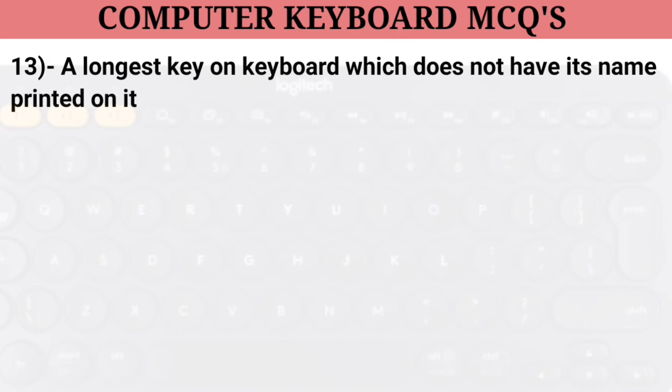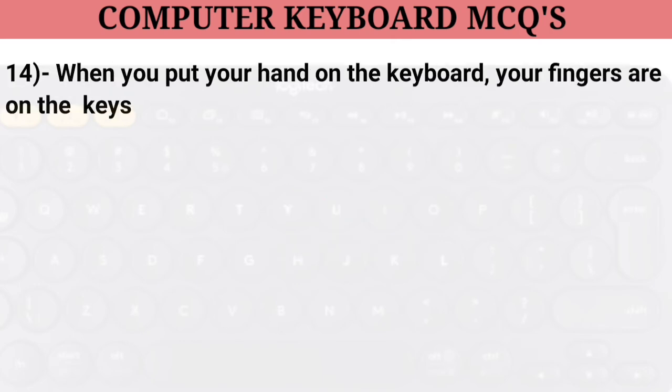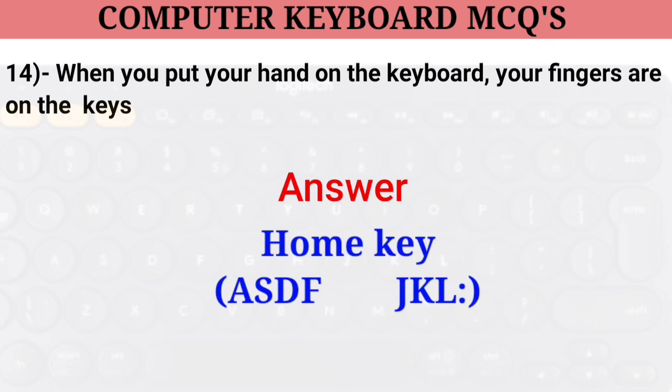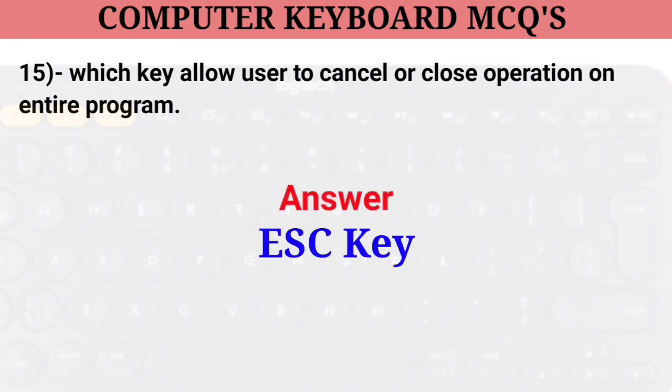Question number 13. The longest key on a keyboard, which does not have its name printed on it, is called a spacebar key. Question number 14. When you put your hand on a keyboard, the keys your fingers rest on are called home keys. Question number 15. Which key allows the user to cancel or close an operation or an entire program? It is called an escape key.